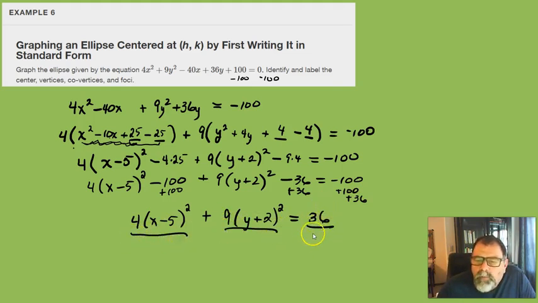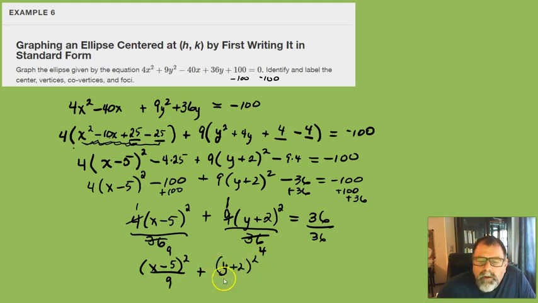I want this to be 1, so I divide by 36. And then reduce. So divide, that'll be 1. Divide by 9, that'll be 4. So my standard form is (x minus 5) squared over 9 plus (y plus 2) squared over 4 equals 1.